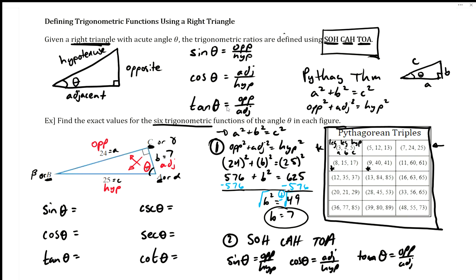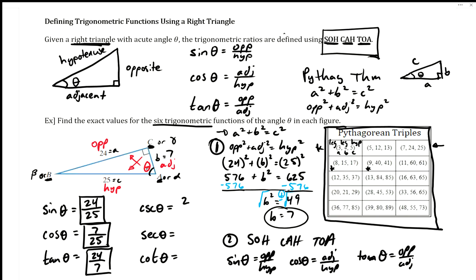So sine of theta, we already have those labeled. Opposite we can see is 24, over the hypotenuse we can see is 25. That's it. So sine of theta is equal to 24 over 25 in this right triangle. Cosine of theta, adjacent we already have labeled, it's 7, over hypotenuse, 25. Done. Tangent of theta we also already have labeled. Opposite is 24, adjacent is 7. Opposite over adjacent, done.